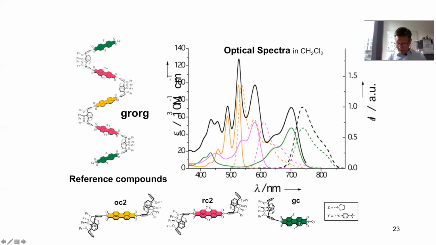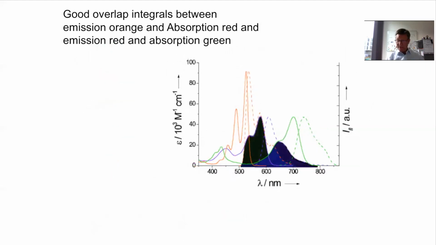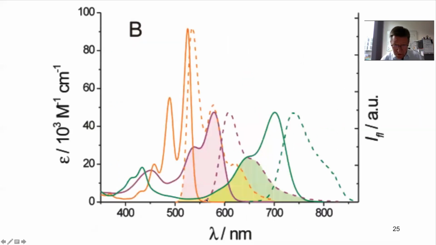This is the one of the green, so it's from the reference molecules. So also for the emission of the red perylene imide and the absorption of the green perylene imide, there's also a very good spectral overlap. And these compounds have very high molar absorption coefficients. They have very allowed transitions, so that also helps. So here we see the 2 overlap integrals of the orange emission and the red absorption, and the red emission and the green absorption. This is a better picture.